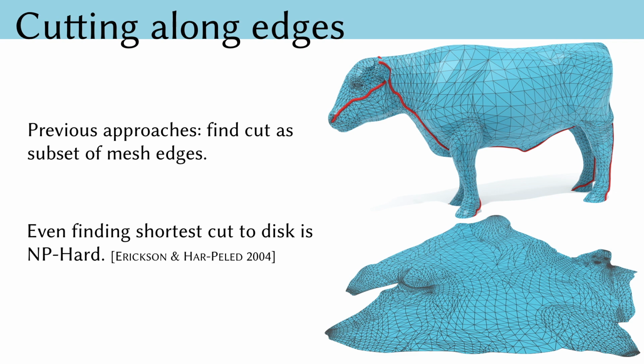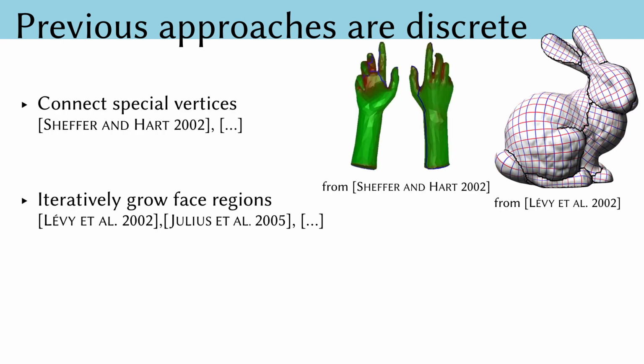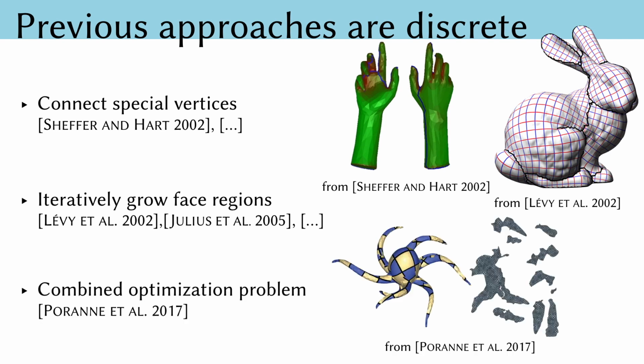Even before we consider distortion, finding the shortest cut, which takes the surface to a disk, is NP hard. There have been many previous approaches to this problem, all in the context of texture mapping, including connecting paths between special vertices, iteratively growing regions of faces, or solving a combined optimization problem with continuous and discrete variables. All of these methods share the property that they're inherently discrete ways to think about the problem, rooted in identifying a set of edges in a particular triangle mesh.